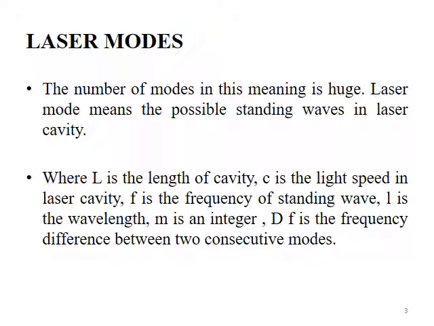The number of modes in the laser means the possible standing waves in the laser cavity, where L is the length of the cavity, C is the light speed in the laser cavity, F is the frequency of the standing wave, λ is the wavelength, M is an integer, and Δf is the frequency difference between two consecutive modes.